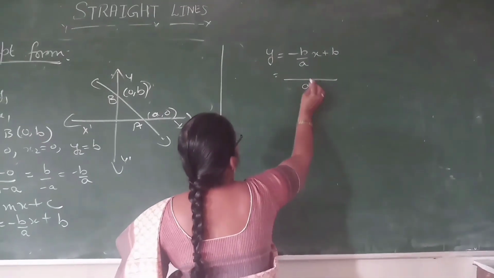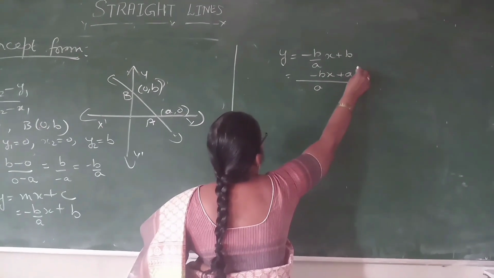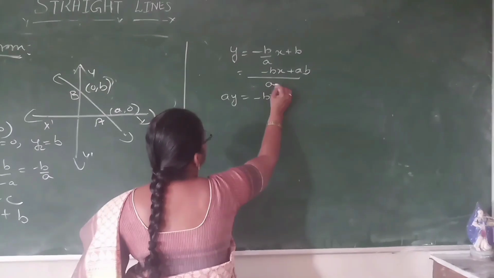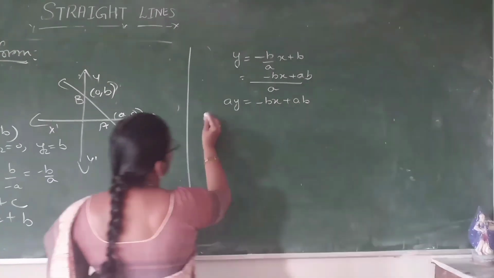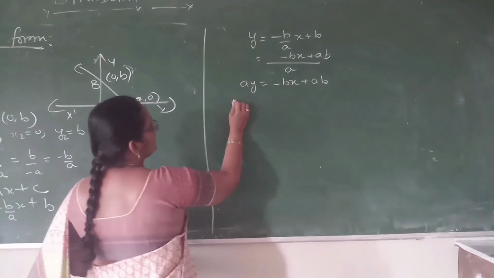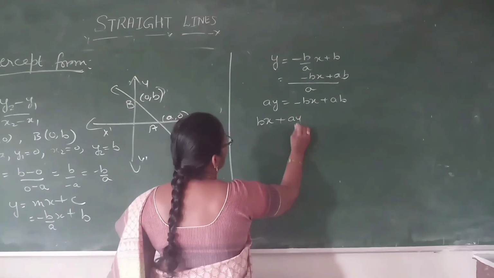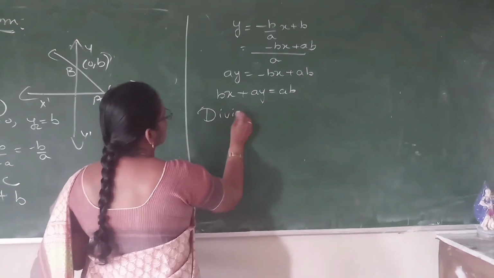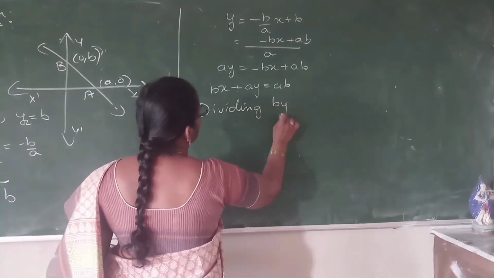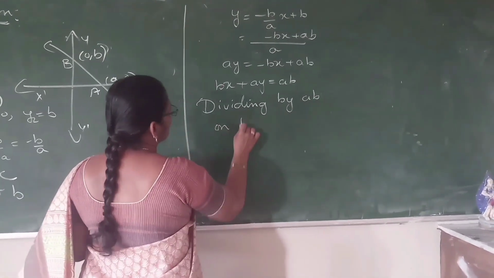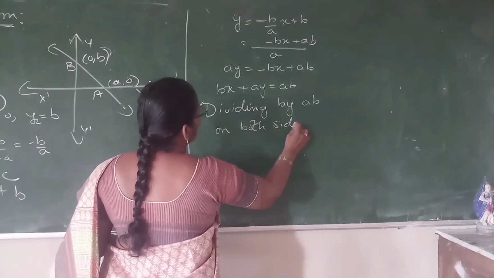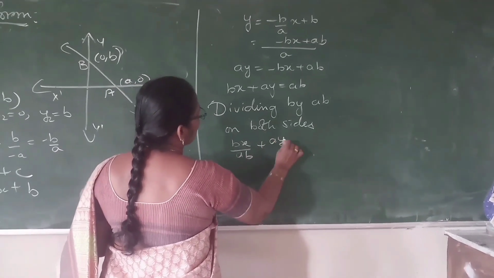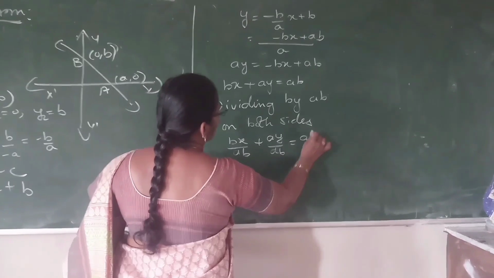Here, take LCM. So, what you will get? Minus bx plus ab. Cross multiply here. Ay is equal to minus bx plus ab. Now, you do one thing, bring this to this side. So, bx plus ay is equal to ab. Dividing by ab on both sides, what you are getting here? Bx by ab plus ay by ab equal to ab by ab.